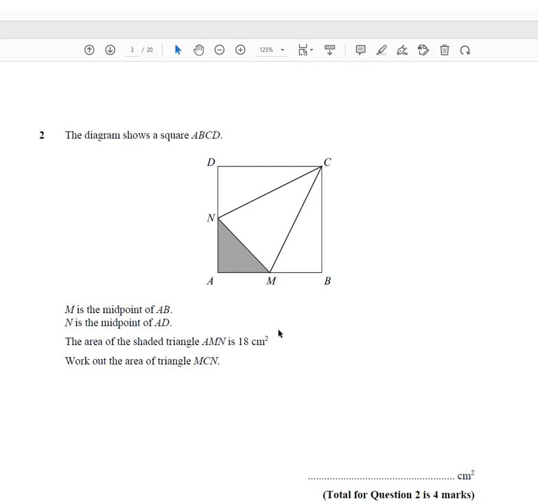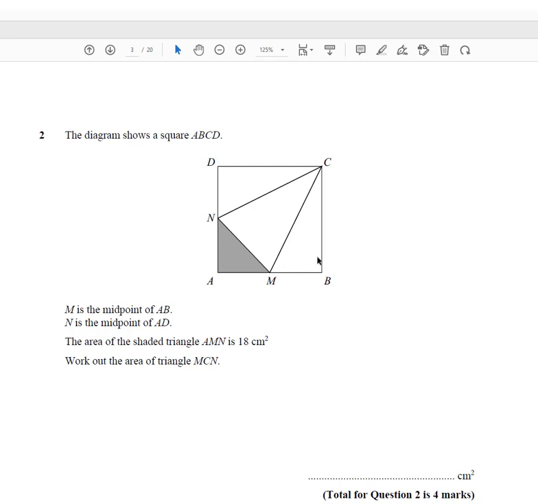Now, if I were you, rather than trying to work out lengths, think in terms of fractions. If that is halfway along here and that is halfway along here, how many of these triangles would you need to make this whole square? Just picture it. You've got one here, you've got one here. That would make a square. So how many of these triangles would make the whole square? You can work out what the whole square would be just from this shaded triangle.